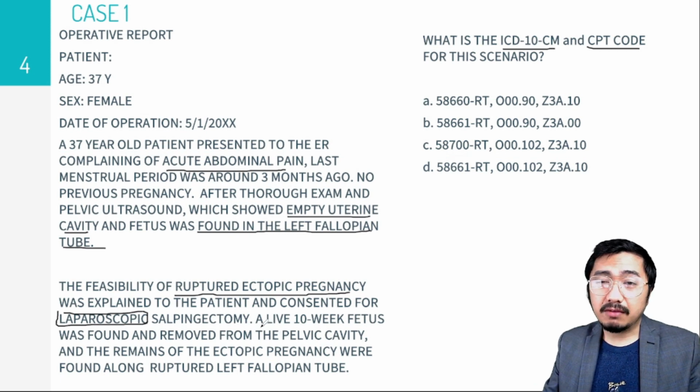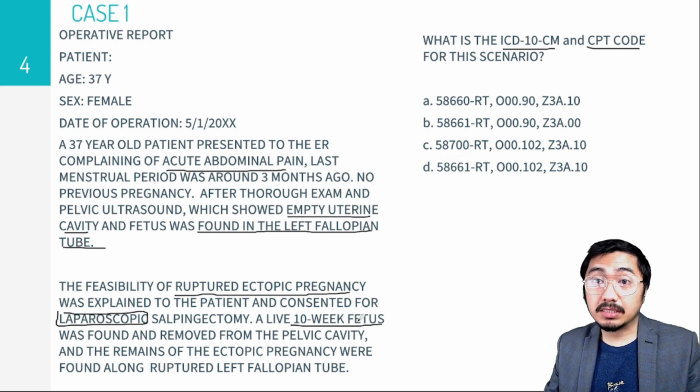What else? A live 10-week fetus was found and removed from the pelvic cavity. So it's 10 weeks. The number of weeks of gestation is very important for answering your procedure code, and of course your ICD-10-CM codes for the exam itself. Okay, it's very important. Later on you will find out why. And also the doctor noted here that the ectopic pregnancy was found along the ruptured fallopian tube. So it's ruptured as well. So let's check.